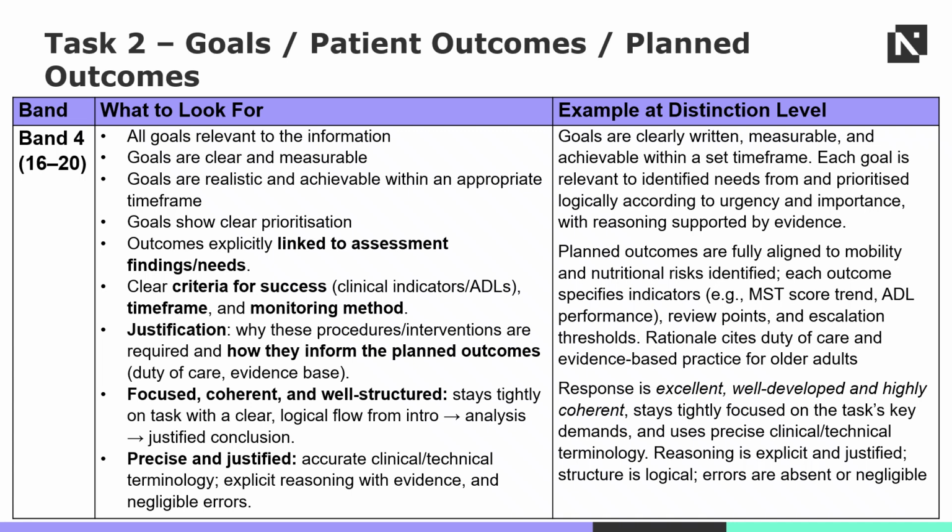So band 4, you're looking for 4 things. We're looking for relevance and measurability. Every goal or outcome must tie directly to the information provided, be measurable and sit within a realistic time frame. Next, we have prioritisation. Aims are sequenced logically by urgency and importance, not in the order they popped into the learner's head. Third, it's that explicit linkage to assessment with criteria for success and monitoring methods. So that's indicators, for example, ADL performance or MST score trend, a time frame and how progress will be checked.